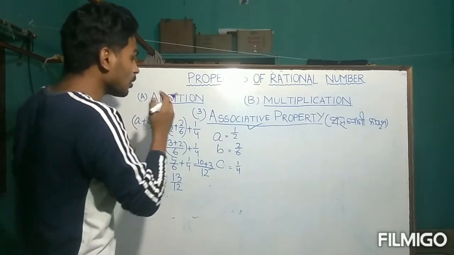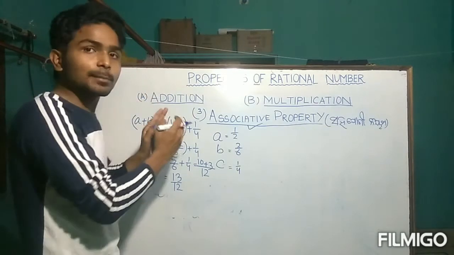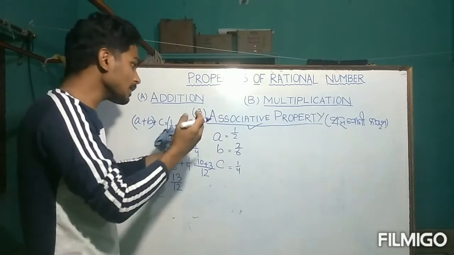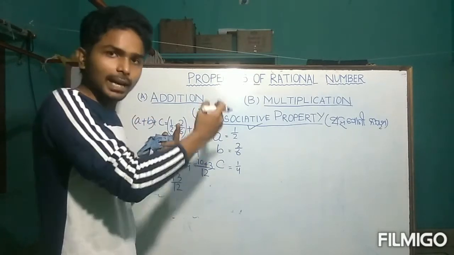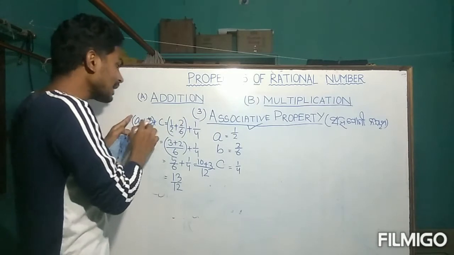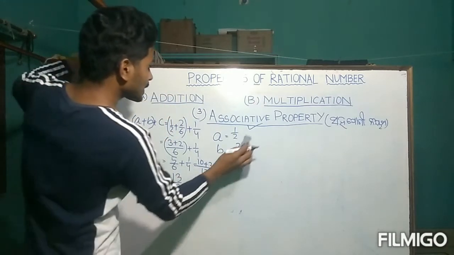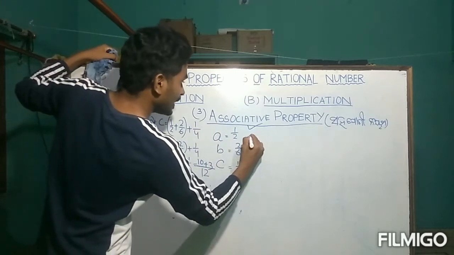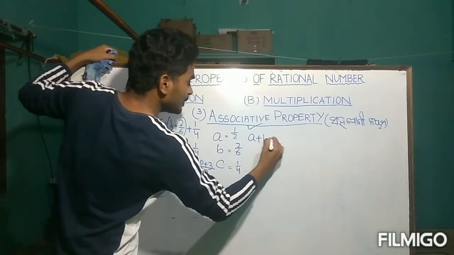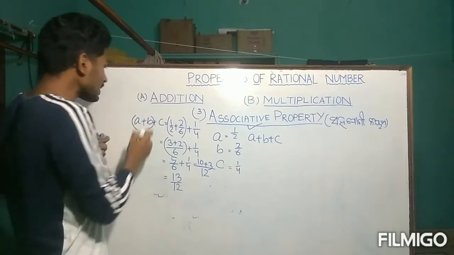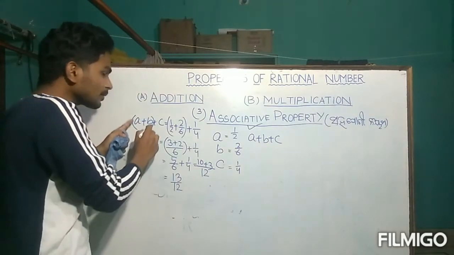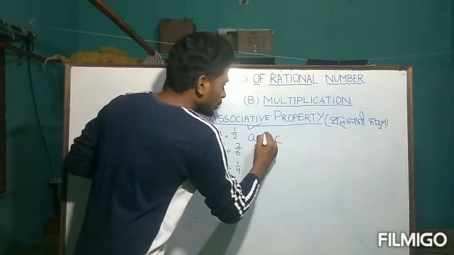Again, we have to add all these three, but by changing the place of bracket. We add the same three numbers, but change the place of the bracket. Let us see how. We have to find a plus b plus c. In the first case, the bracket is over the first two terms. Now we have to make the bracket of the second two terms.